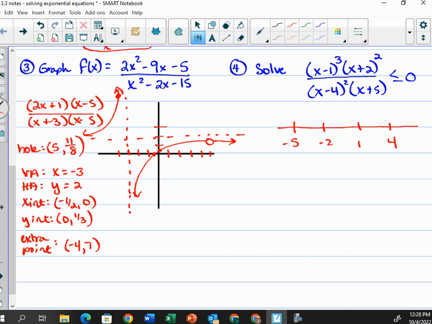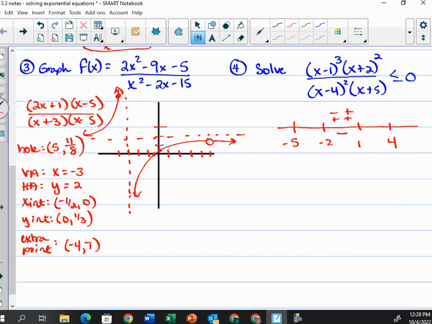Zero's in between -2 and 1. So 0 minus 1 cubed is negative. 0 plus 2 squared, positive. 0 minus 4 is negative, but you're squaring that, so that's going to also be positive. 0 plus 5, positive. So what is that section overall? Negative. Okay.